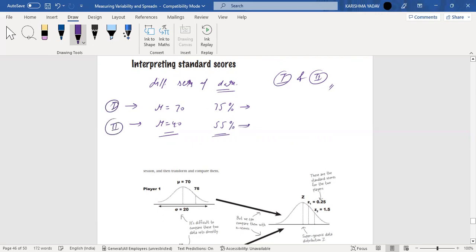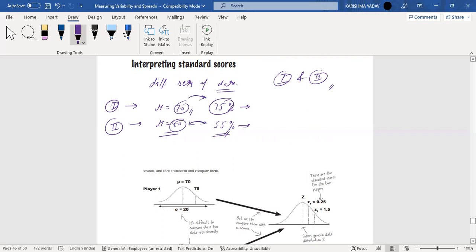We also notice that both players are scoring at a higher rate than their average. The first player's average is 70 and he is scoring 75. The second player's average is 40 and he is scoring 55. So they both are scoring at a rate higher than their average. The difficulty lies in comparing performances relative to personal track records, because the values are different from each other.